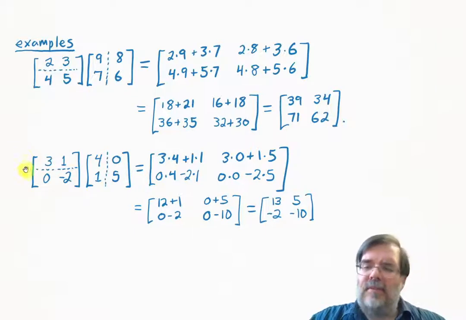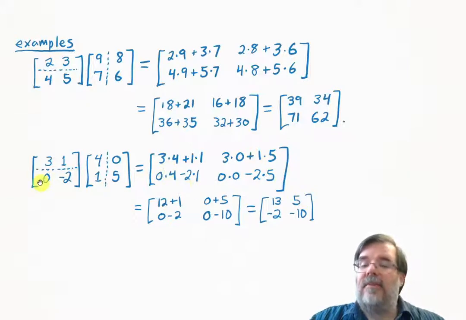Let's do one more example. The matrix 3, 1, 0, negative 2 times the matrix 4, 0, 1, 5. Top left is top row, dot with left column. 3 times 4 plus 1 times 1. That's 13. Top right is top row vector, dot right column vector. 3 times 0 plus 1 times 5, that's 5.